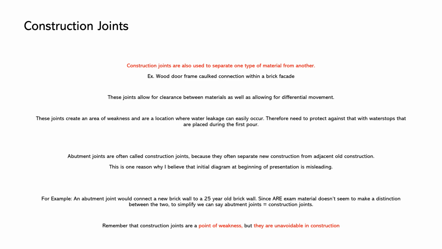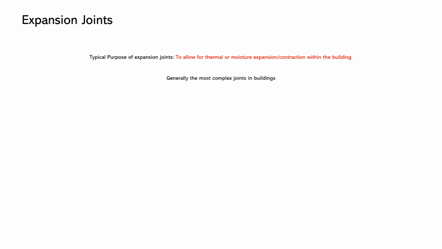Just remember, construction joints are a point of weakness, and they're unavoidable in construction. All right, expansion joints. These are the more difficult ones, the more complex ones. Their purpose is to allow for thermal or moisture expansion and contraction within the building.